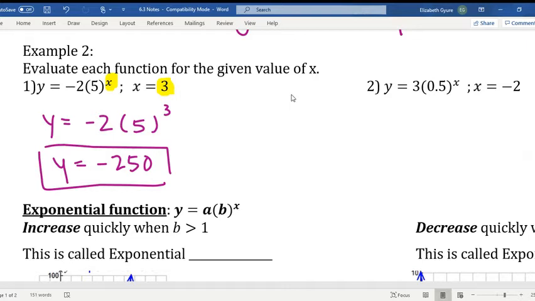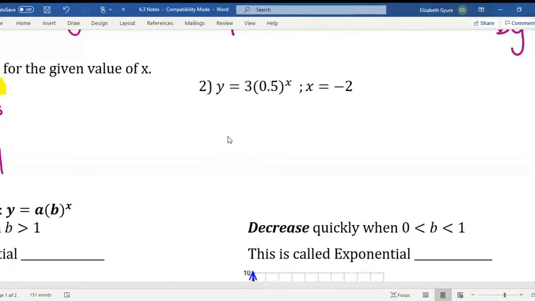It's not as nice just because you have to do things in a kind of weird order. But it still works. Actually, we'll get to practice that on this one because we have a negative exponent here. Okay, so if we go over to number 2, we have y equals 3 times 0.5 to the x. So I'll show you on both calculators. We would have y equals 3 times 0.5, and then my exponent is -2.